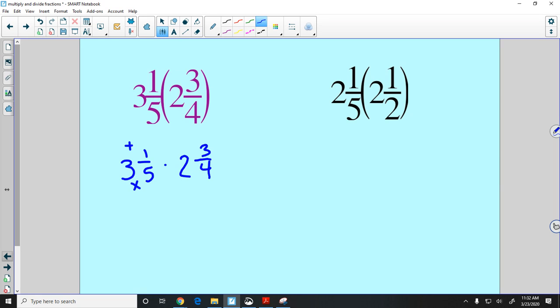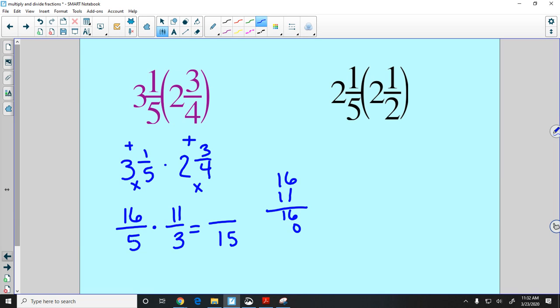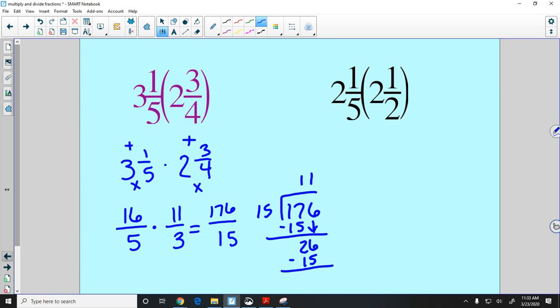So what I'm going to do is I'm going to multiply, then add. Multiply, then add. So 5 times 3 is 15 plus 1 is 16. Keep my denominator. 4 times 2 is 8 plus 3 is 11. Keep my denominator. And now I can multiply straight across. 16 times 11 and 5 times 3, which is 15. 16 times 11. Let's see, 16 times 11. It's going to be 176. All right, we know that this is an improper fraction, so we need to make it into a mixed number. So my final answer is going to be 11 and 11/15.